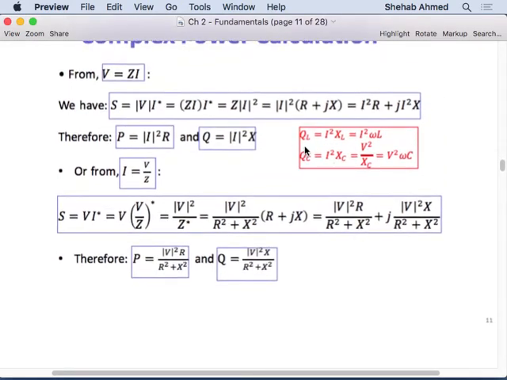And again, the inductive component of reactive power will be I squared XL, right? And then the capacitive component will be I squared XC, right? That's this I squared times X here.